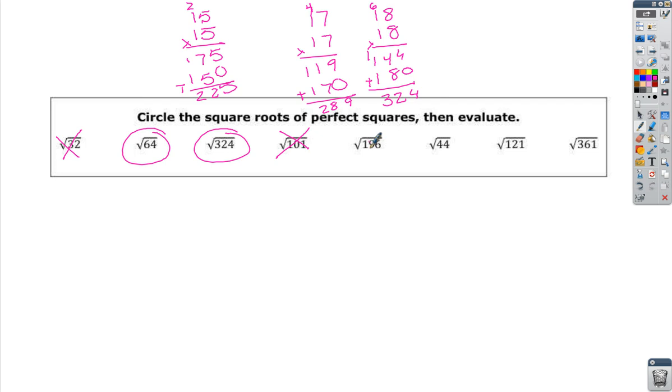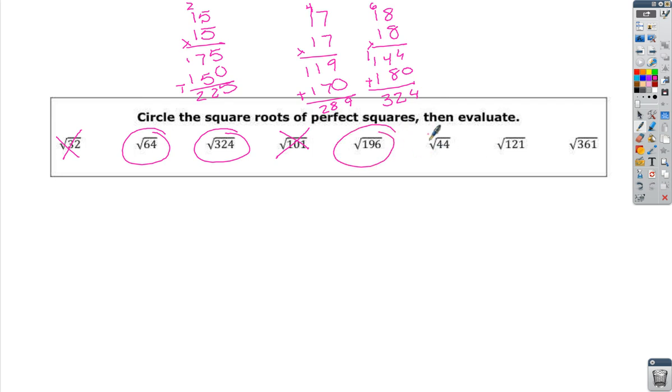We have 196. So to find the square root of 196, we can think of what times itself will get us to 196. So we know 12 times 12 is 144. So 13 times 13 is 169. So we're not there to 196 yet. So 14 times 14 is 196. So yes, 196 is going to be a perfect square.